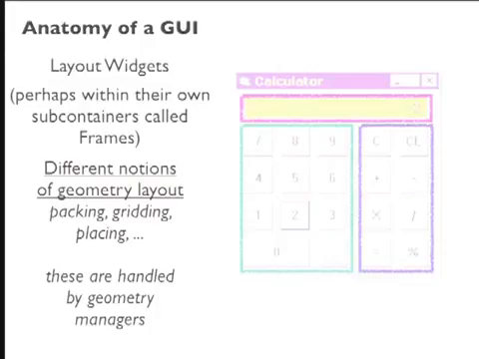So there are different notions of how you pack these different pieces of the puzzle into the overall window. And we'll go over how that happens within Python. But this concept of a geometry is important, and there are different ways to do it. There's packing, gridding, and placing.